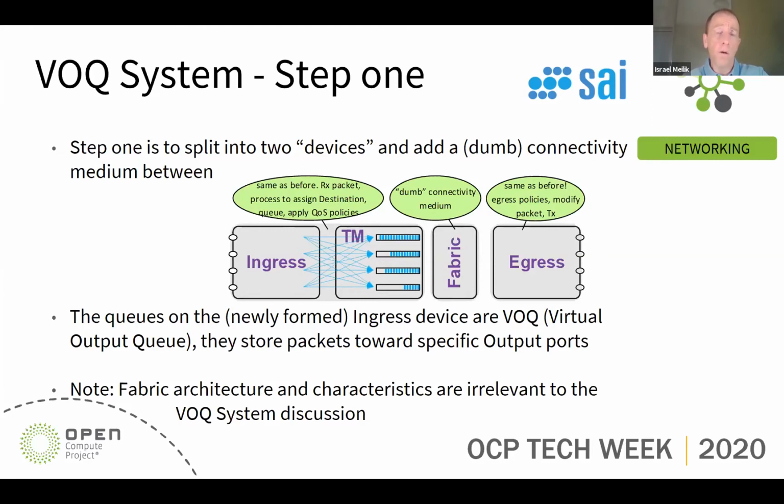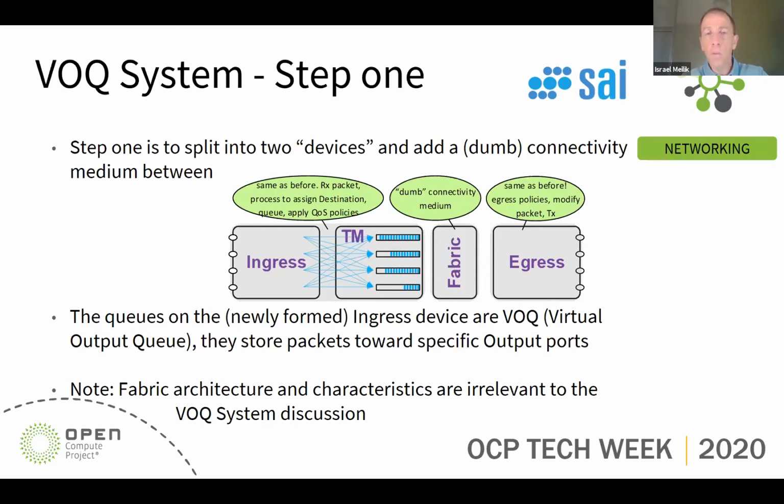So the first of only two steps is to introduce what we call the fabric. The way to think about it is just a dumb connectivity medium between the TM stage and the egress stage. So no need to take any assumption about the fabric architecture or its characteristics, just a dumb connectivity between the ingress and the egress. And by doing so, what happens basically is that the queues become virtual output queues.